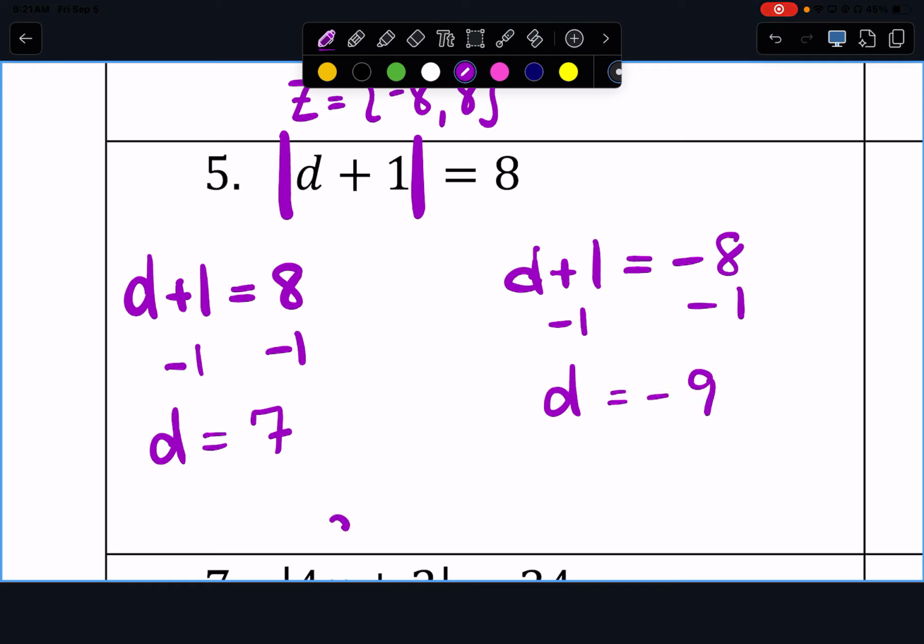So to write the solution, we're going to do d equals squiggly bracket. What do we need to put first? Negative 9. Comma. There we go.